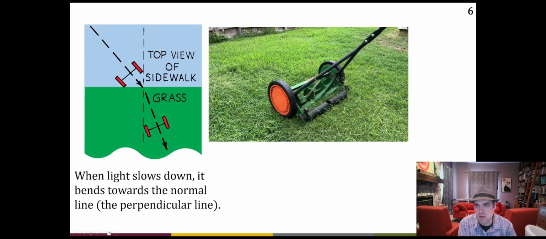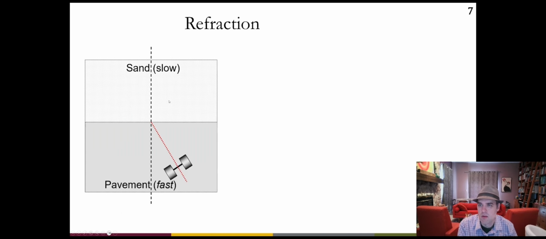As it travels from sidewalk into grass, you can imagine that it's not going to travel as fast in grass because you have to push it through the grass, okay? Much faster on the sidewalk. Now, when this first wheel goes into the grass, it's going to travel a little bit slower than the wheel that's still on the sidewalk. We're just going to angle it slightly more towards the normal line here.